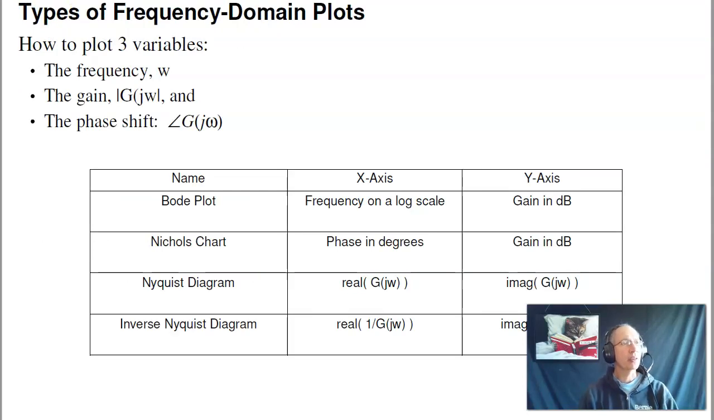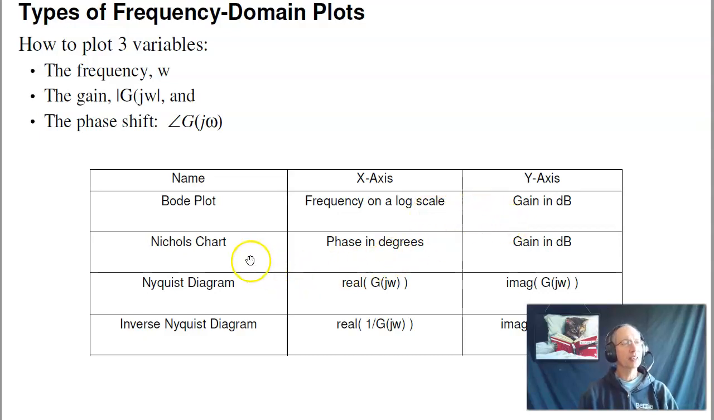Now starting out, we're looking at the frequency response of a plant, frequency response of g of j omega. The problem you run into is I've got three variables. I've got the frequency omega, I've got the gain at that frequency, g of j omega, and the phase shift, the angle of g. And it's hard to plot three variables on two-dimensional paper. So there's a couple different alternatives. A Bode plot plots frequency on the x-axis on a log scale, and the gain in dB. dB is the log of gain. So it's basically a log-log plot.